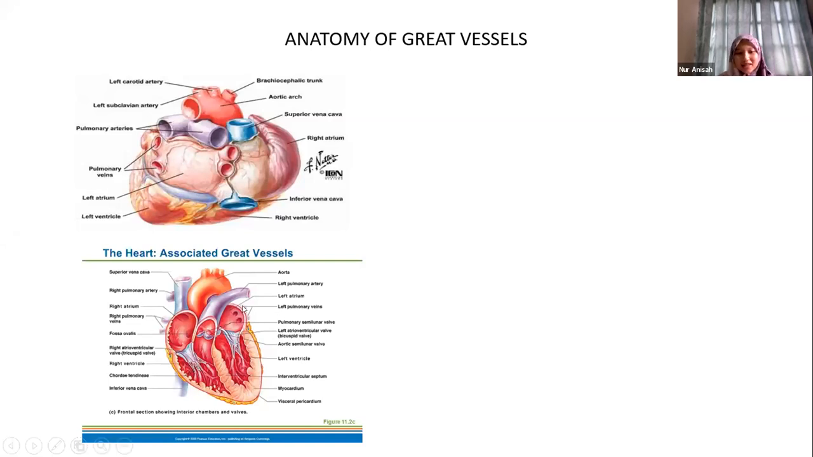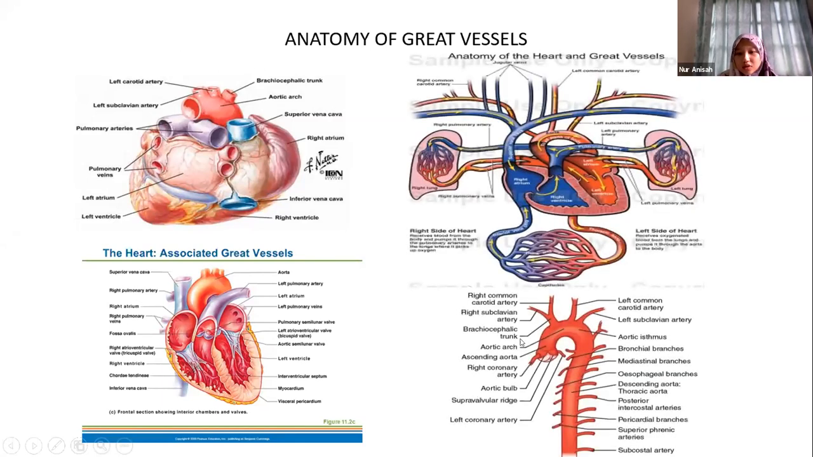And the last part of the great vessels is the aorta, this one. Okay. So the aorta has subdivisions of the ascending aorta, the aortic arch, and the descending aorta. And the descending part is further divided into the thoracic part and also the abdominal aorta. So let's go to the first part, which is the ascending part.